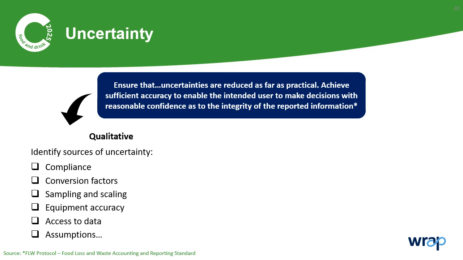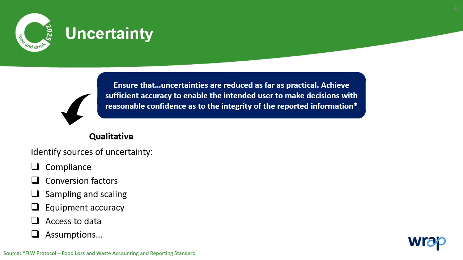It could be to do with conversion factors that you're using. If you're doing sampling and then scaling that up for your whole site, for example, that could have an impact on accuracy. There could be some uncertainties around the accuracy of your equipment or access to your data. Or there could be other assumptions you're making when you come to do your calculations. So just work at trying to surface what those are and be explicit about them.